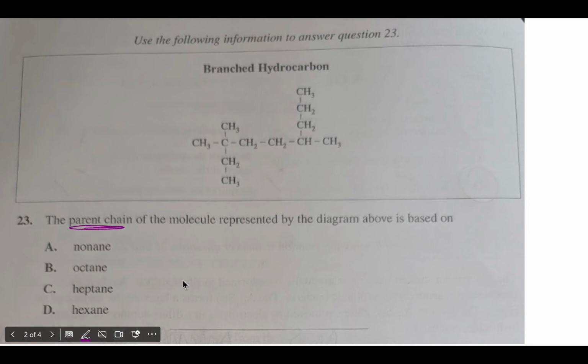The parent chain is always going to be your longest chain you can get, and it doesn't have to be in a straight line. A lot of students might choose this because everyone thinks linear, but it's not necessarily that. If you look at the longest chain possible, the one that I have circled, 1, 2, 3, 4, 5, 6, but we do have longer than that. So instead, if we went this way, that would be our longest chain possible.